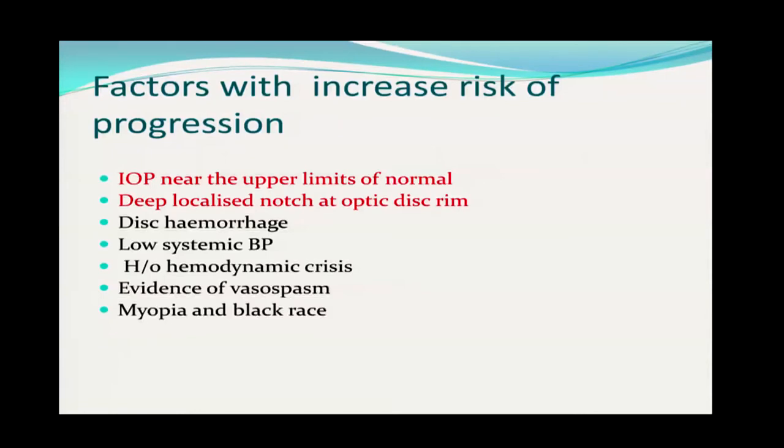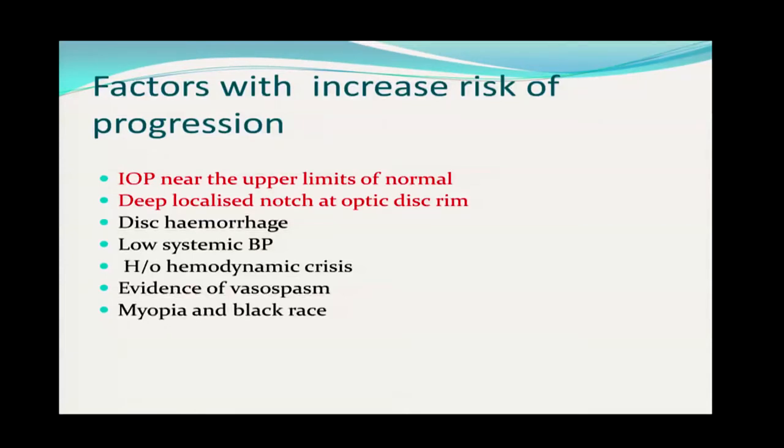And if you've seen a disc hemorrhage, that will alert you. And is there any other vasospasm? Myopic patients will also be at a little higher risk. So basically, you look at the profile of the patient. Is this patient likely to progress more or likely to progress less?